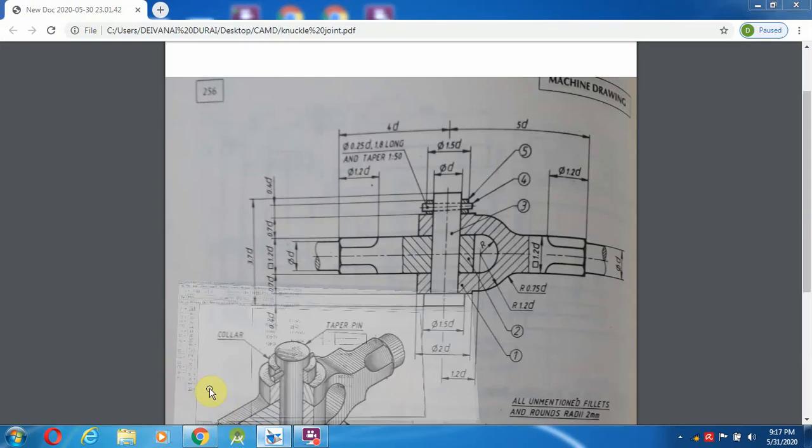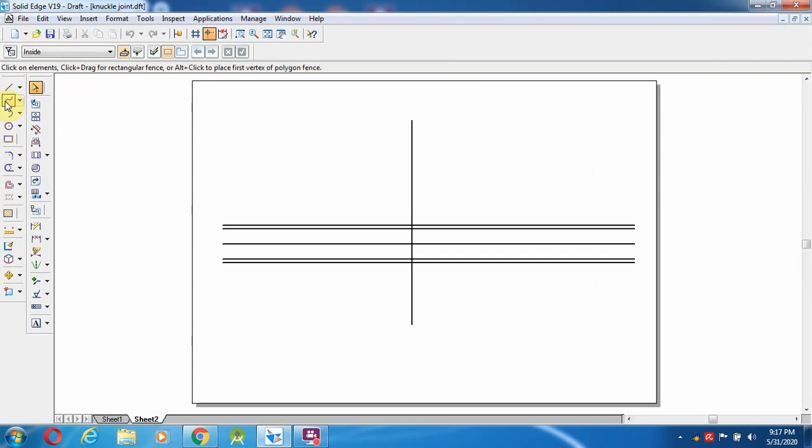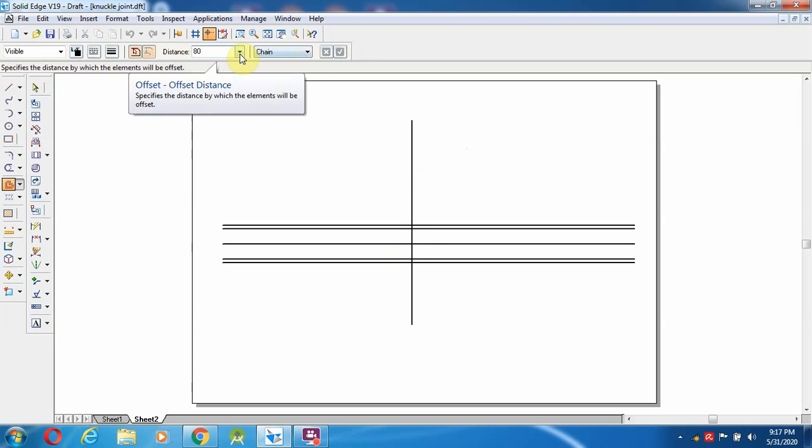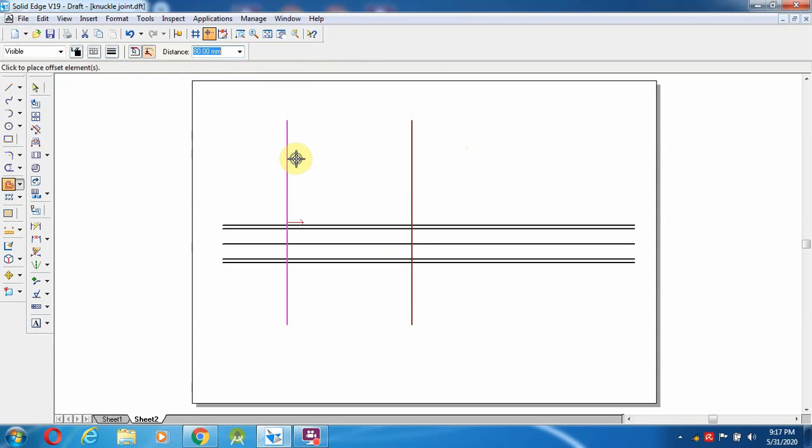So select a line and select the offset command. From here to the left side, 80 mm distance. So for 4d it is coming as 80 mm, right? For the 80 mm, enter. Then select towards this 80 mm and select toward the right side where we have to give 100 mm distance. So I'm going to stop over here.